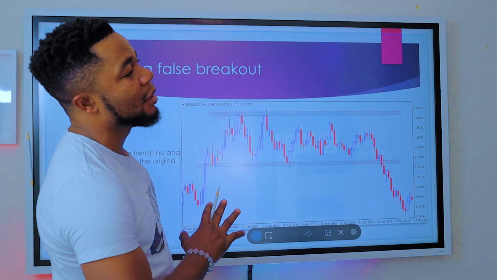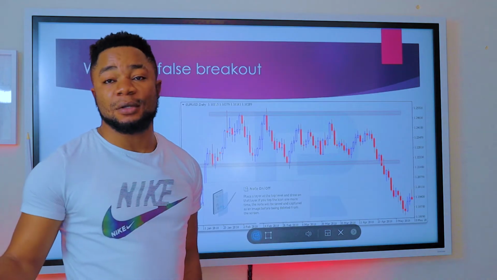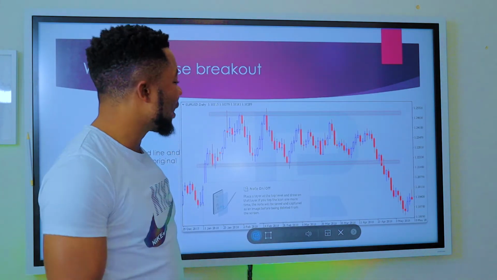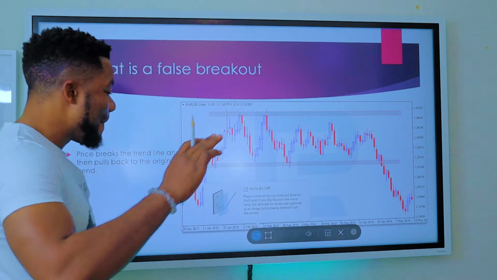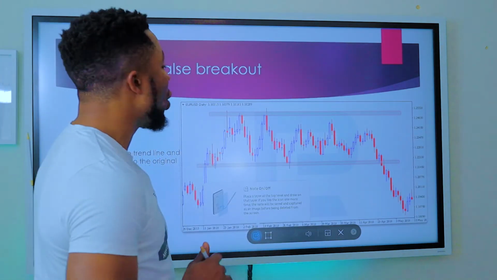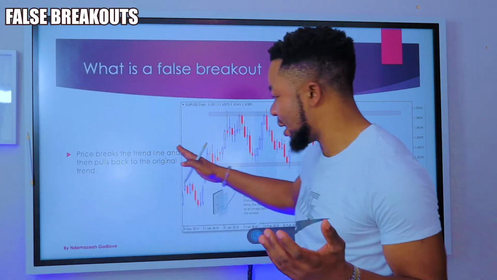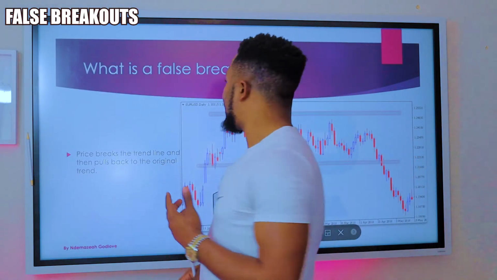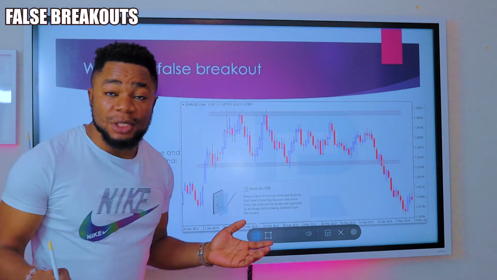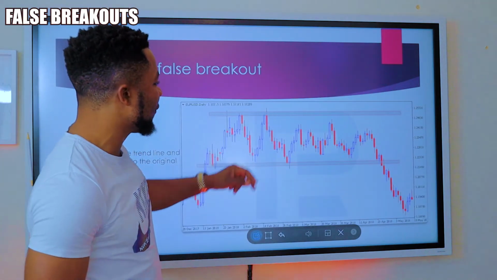This one has sent 90% of beginner forex traders to their early financial graves. All right. This one alone has ended many people's careers, and it is called the false breakout. And here they say the price breaks the trend line and then pulls back to the original trend. So the price breaks this line, you think the market is moving, and you can see this is a false breakout.